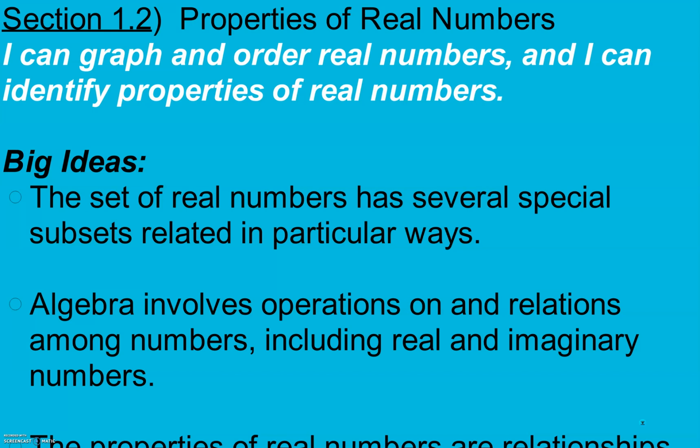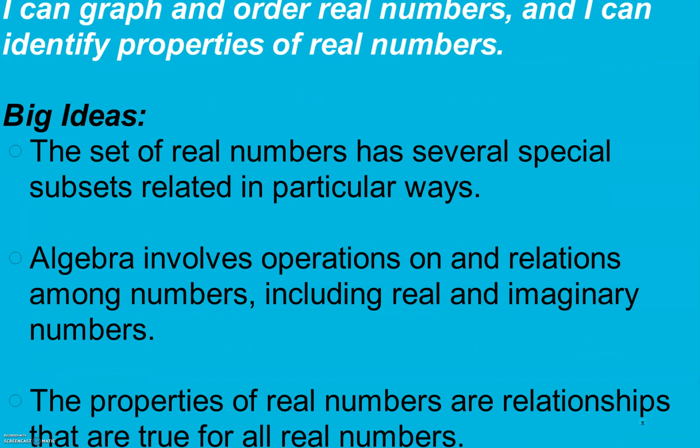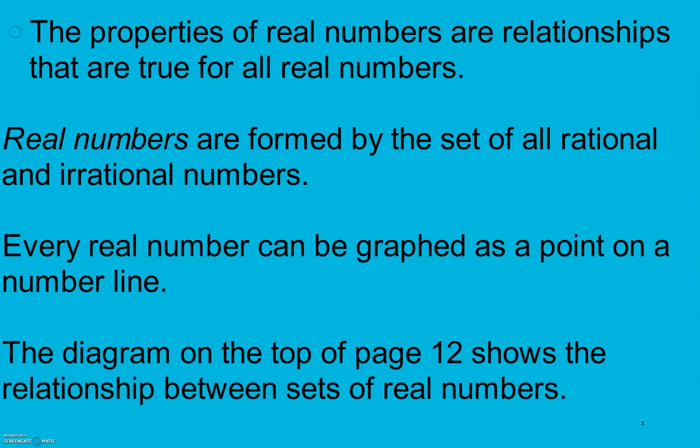Section 1.2 is properties of real numbers. I can graph and order real numbers, and I can identify properties of real numbers. Big ideas. The set of real numbers has several special subsets related in particular ways. Algebra involves operations on and relations among numbers, including real and imaginary numbers. The properties of real numbers are relationships that are true for all real numbers.